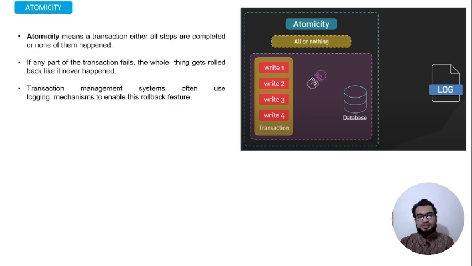Transaction management systems often use a logging mechanism to enable this rollback feature. In this image, we can see there are 4 write operations. If any operation fails, the whole operation will be rolled back to the previous consistent state, and for that a logging mechanism is used.